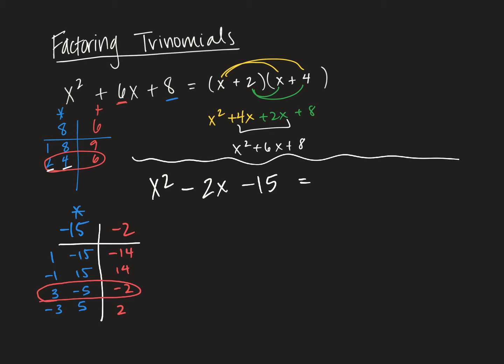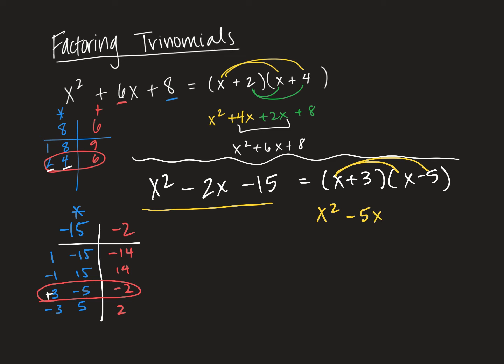So my final solution, when I factor, would be x plus 3, because this is a positive 3, and x minus 5. If you wanted to double check your work, to make sure that when you multiply those you get this trinomial back, we would do x times x and get x squared, x times negative 5 and get negative 5x, 3 times x and get positive 3x, and 3 times negative 5 and get negative 15. Then when we combine our like terms, we get x squared minus 2x minus 15, so the two match.